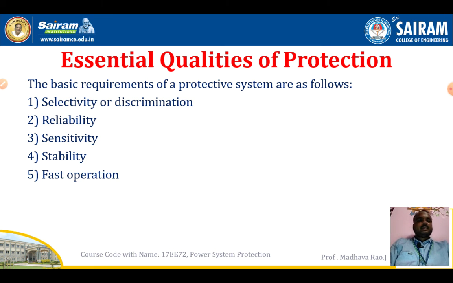Next one, sensitivity. Sensitivity is a very important one. A protective relay should operate when the magnitude of current exceeds the preset value. So when the current exceeds the particular value, the relay should operate and isolate that fault. So that is the sensitivity. Sensitivity should be high. The preset value means the rated value.